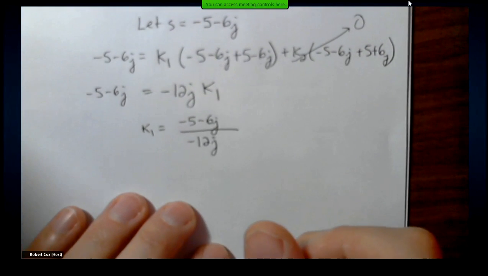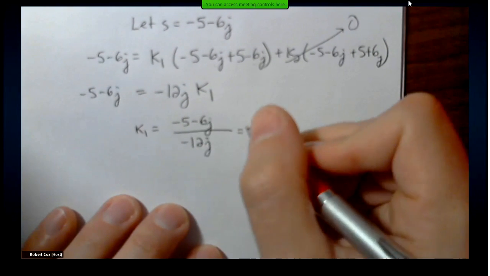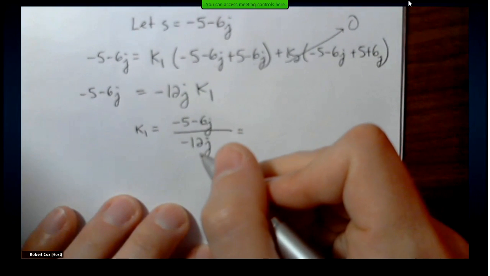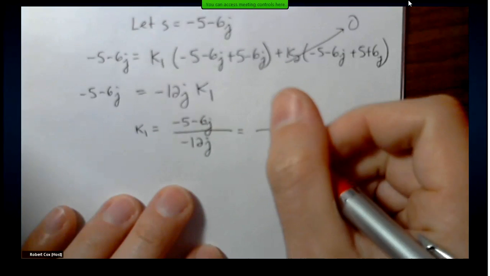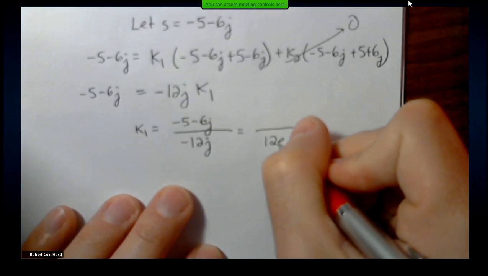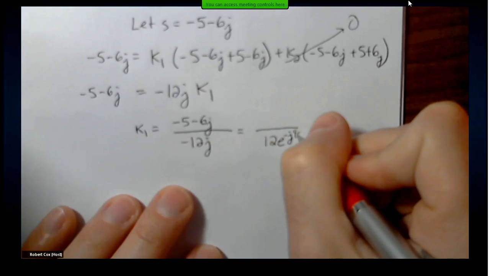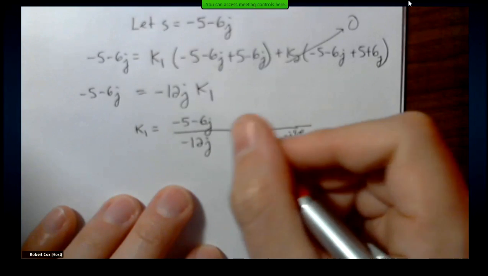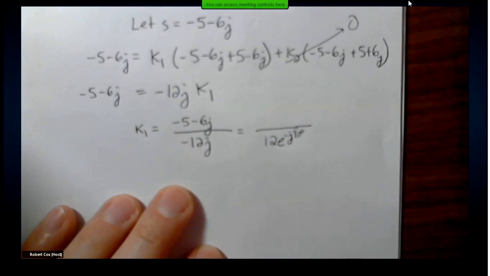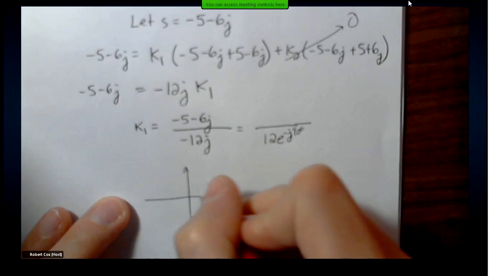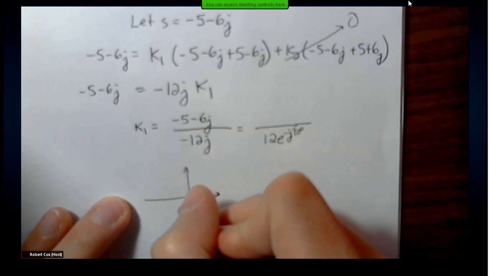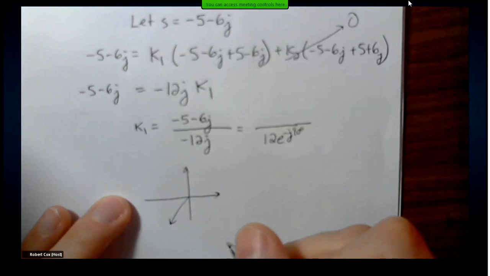Okay, so we'll do it in polar form again. Before I had 12J on the bottom, now I've got minus 12J on the bottom. That basically means I've got 12 e to the minus j 90 degrees on the bottom. Minus 5 minus 6j, what is that? Well, where's that guy at? Vector-wise, he's down here in the third quadrant, right?